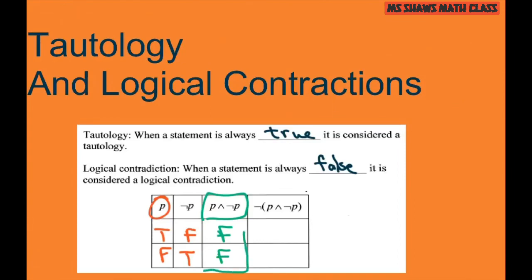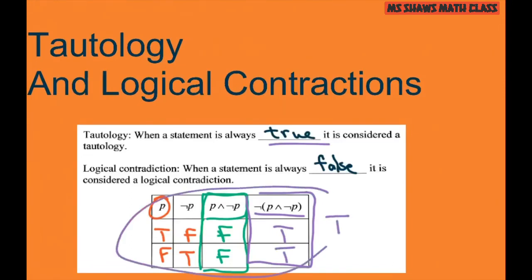So if you just look at this column here, this would be considered a logical contradiction because the whole column is false. But for tautology, that means the whole column would be true. So if I just do not P and not Q, this would be true, true. So this whole thing here would be considered a tautology because the whole column is true.